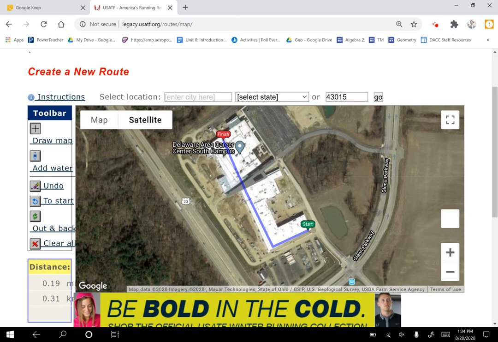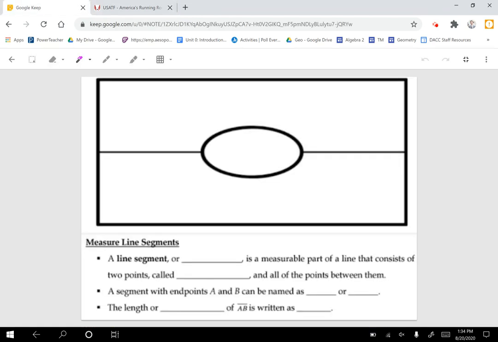Maybe we could use the exercise, but that's the idea, and that's an application of using line segments and the measure of line segments to something in real daily life. All right, so let's get into today's lesson.